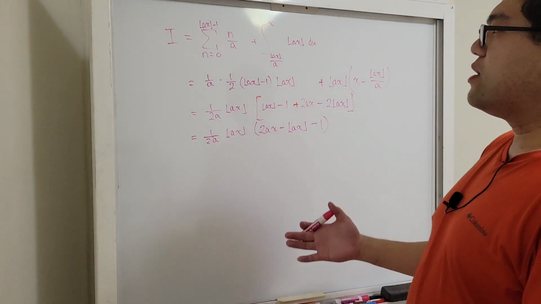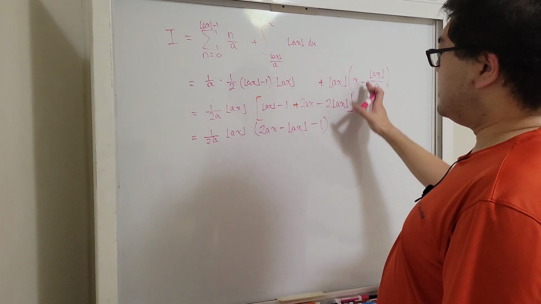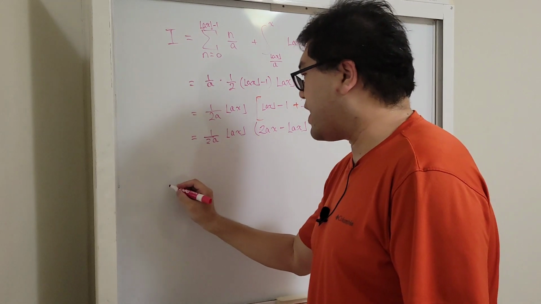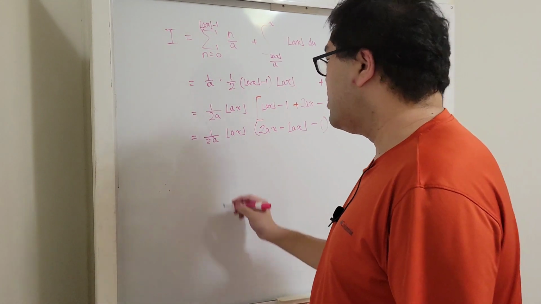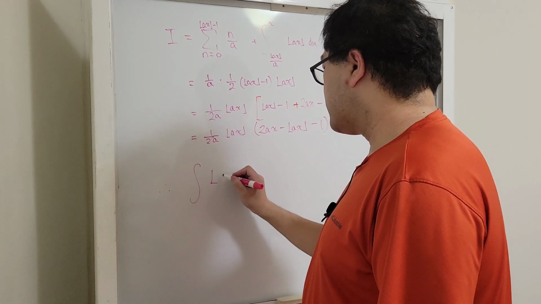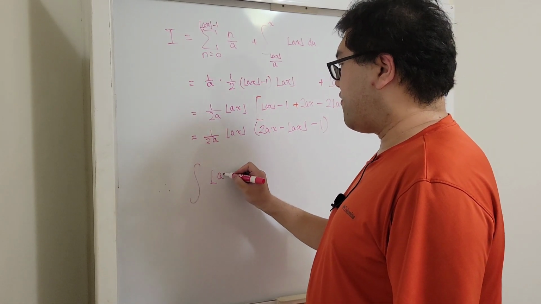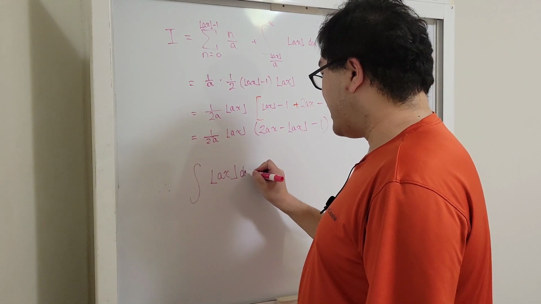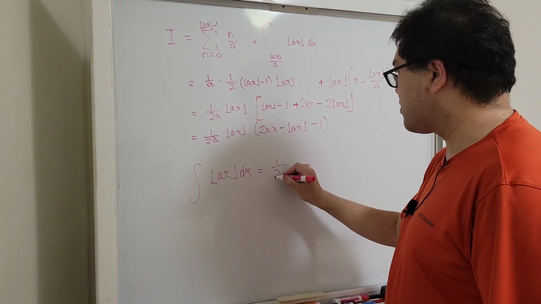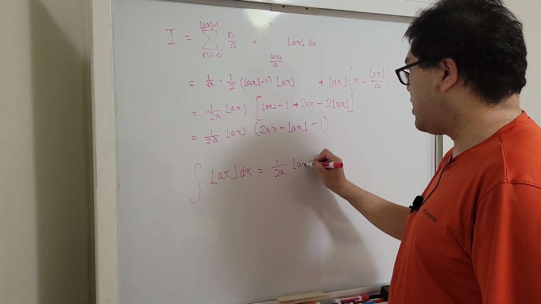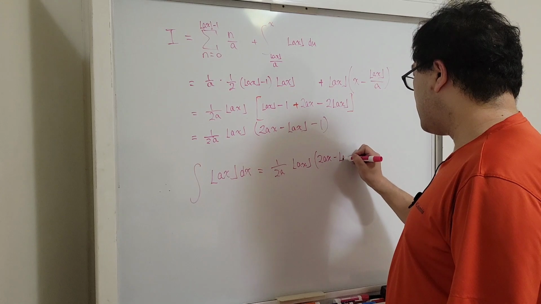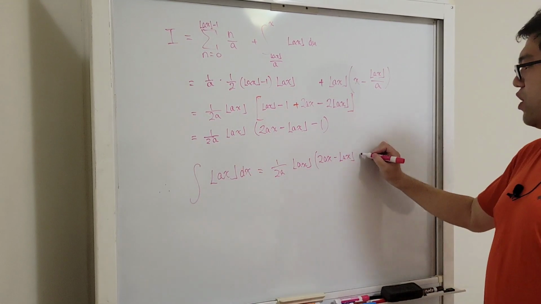So this is an indefinite integral starting from 0. So what is the antiderivative in general? The antiderivative of the floor function of ax with respect to x itself will just be the result here. And of course, don't forget, as an antiderivative, we always need to put the constant plus c.